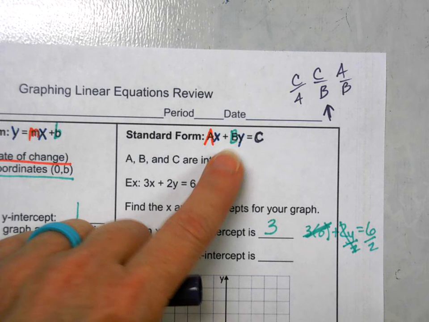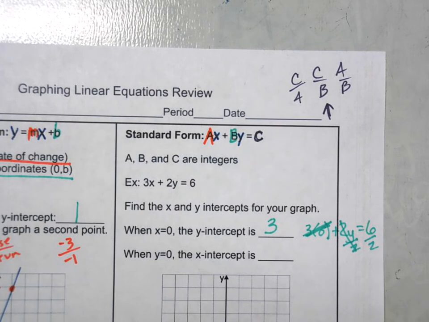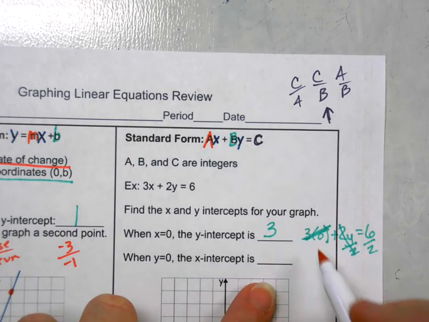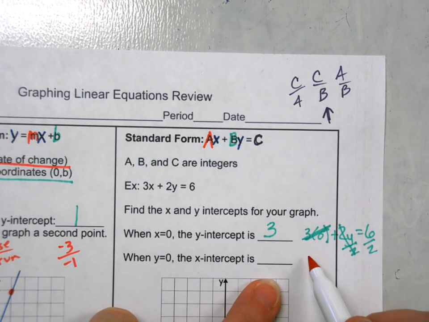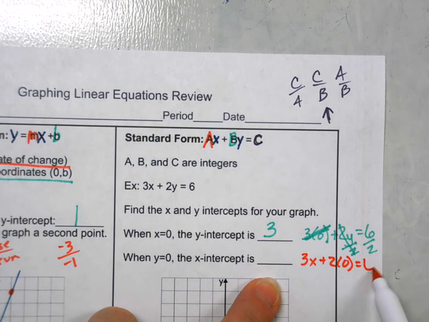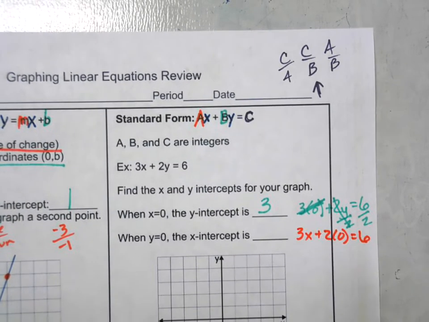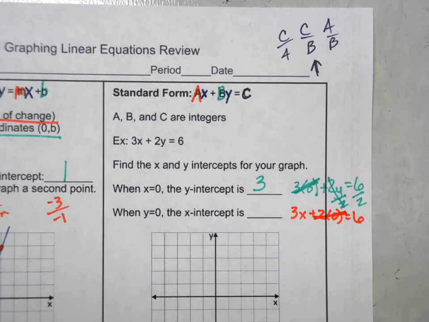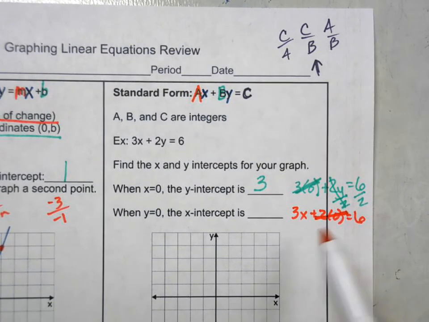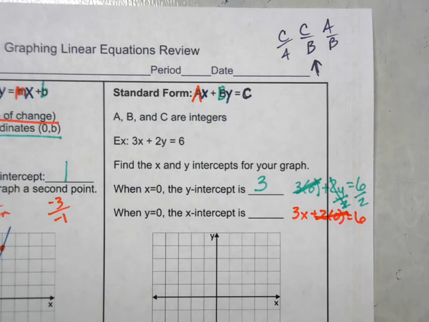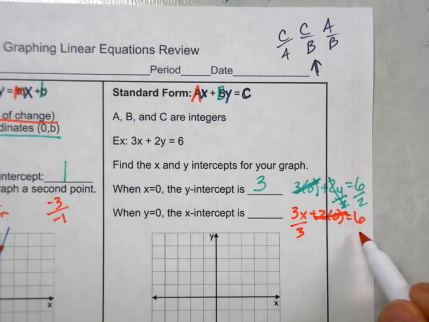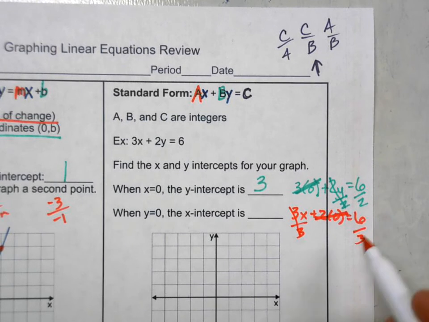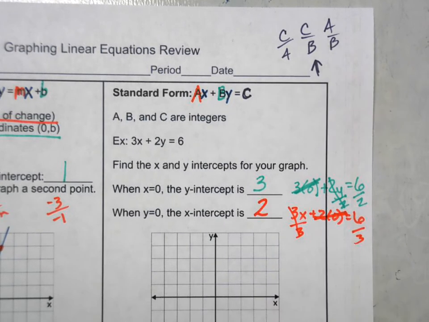Does that make sense? So if we do the same thing for my x-intercept, and I substitute a 0 in for y, I would have 3x plus 2 times 0 equals 6. So what happens when I have 2 times 0? 0. So adding 0 to something doesn't change it, so it cancels. So I've got 3x equals 6. Divide by 3. Okay, so I get x equals 2.